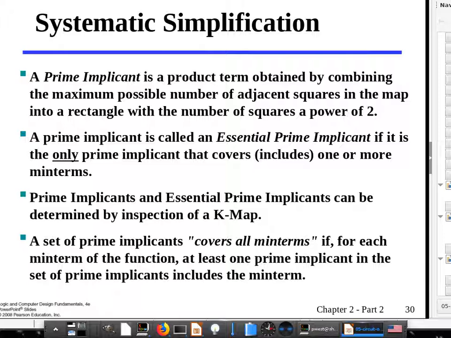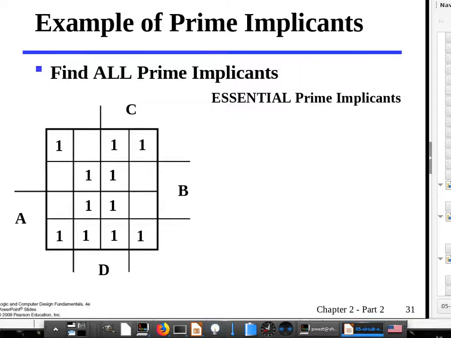A prime implicate is called essential if it is the only prime implicate that covers one or more squares. And this is going to make a lot more sense pictorially, but if you have a prime implicate and that's the only one for a square, then it's essential. And the nice thing about an essential prime implicate is it has to be used in the final optimal circuit. All right. And a set of prime implicates that cover all the min terms includes the min terms.